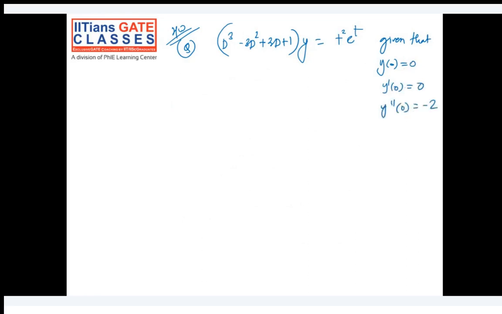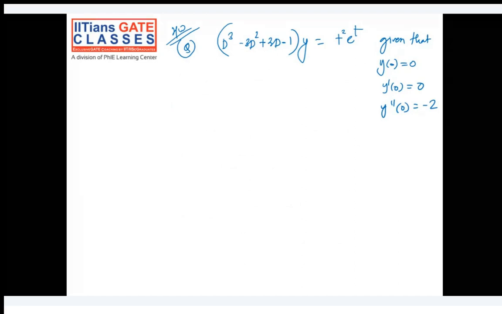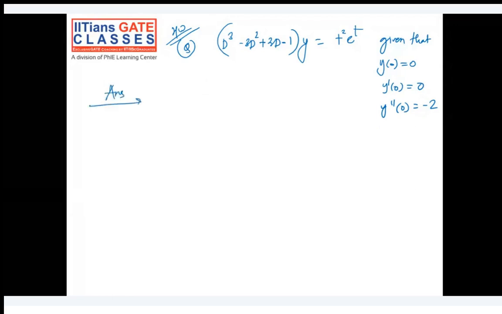Okay, I'll repeat the question. D cube minus 3d square plus 3d minus 1, sorry, minus 1, into y is equal to t square into e to the power t. Given that y of 0 is 0, y dash of 0 is 0, and y double dash of 0 is minus 2. The answer for this question is e to the power t into 1 minus t square by 2 plus t raised to the power 5 by 60.